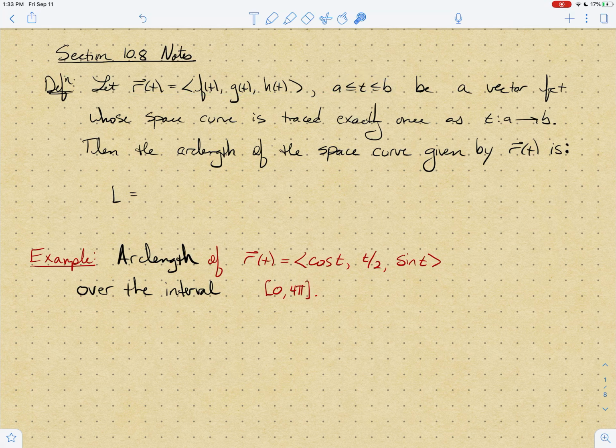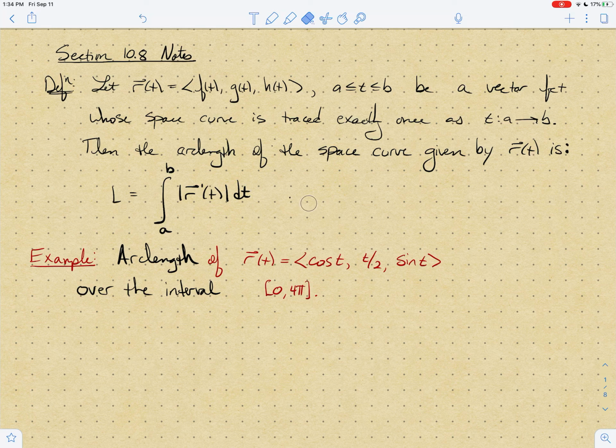Okay, in that case, the arc length of the space curve given by r of t is, well, L equals the integral from a to b of the length of r prime of t dt. That's it. But please realize this is a scalar, and so this whole integral is a Calc 1 level integral, at least in theory.